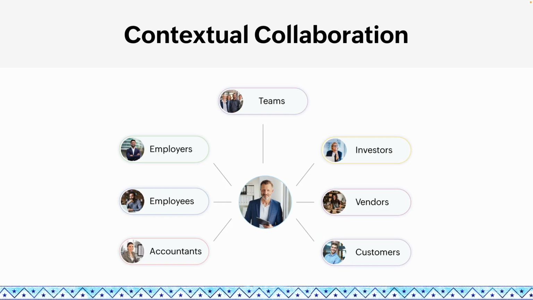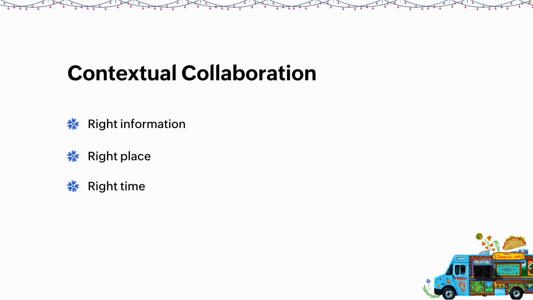Generally, for any business, there are multiple stakeholders involved. Say there are the employers and the employees, and inside employees there are also multiple teams that come in, and then you have your accountant on one hand, then there are vendors and customers. So how are we going to empower each of these individual stakeholders to communicate better and work efficiently? What's contextual collaboration? It's basically having all the right information at the right place and the right time.